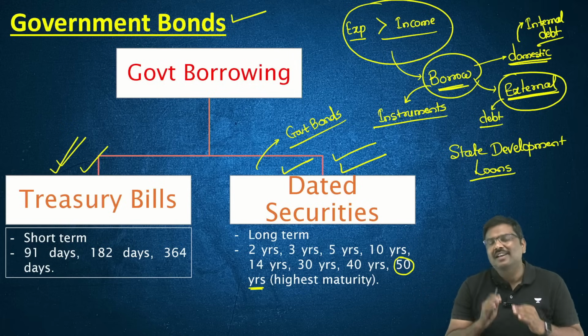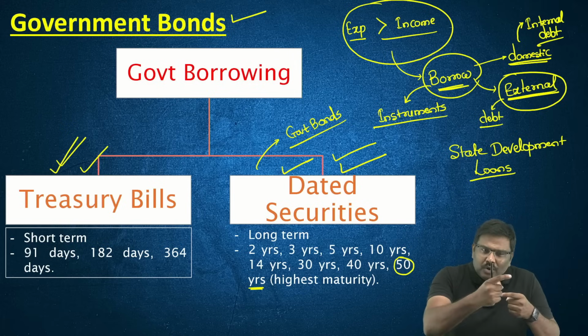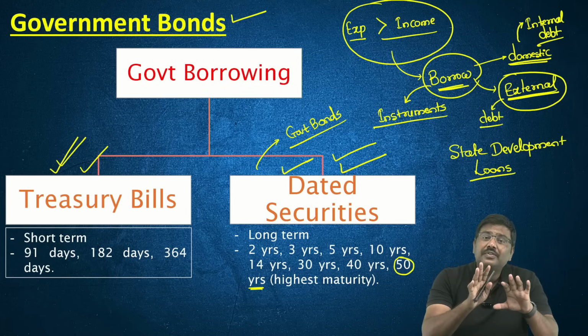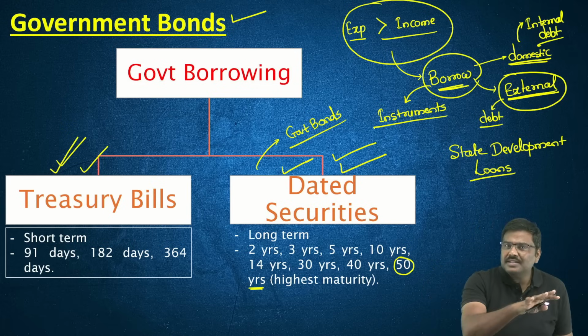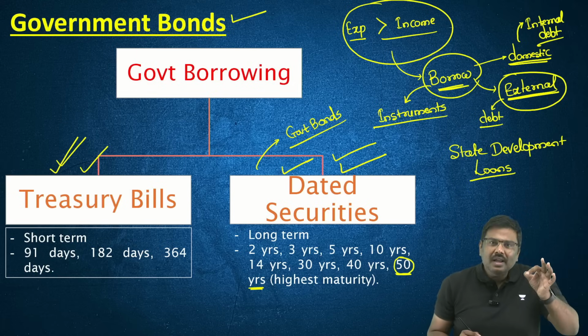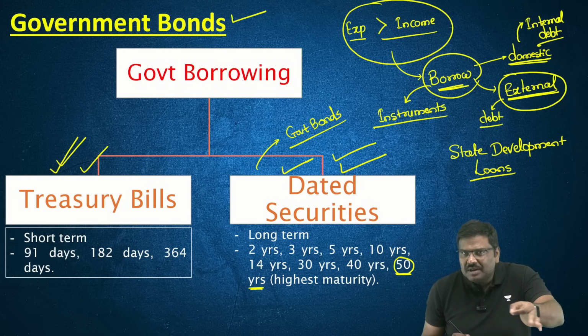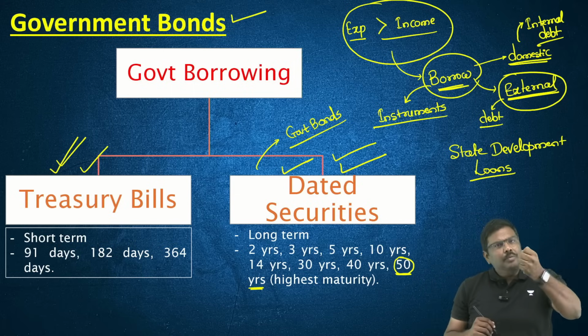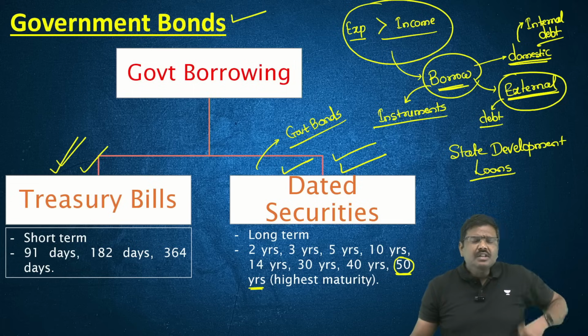In a nutshell, the highest tenure of a government bond now is 50 years. Until very recently, it was 40 years. Now it has become 50 years. Can be a statement asked in the preliminary examination. Be careful. Now, many of you will ask me this: Sir, what was the need?